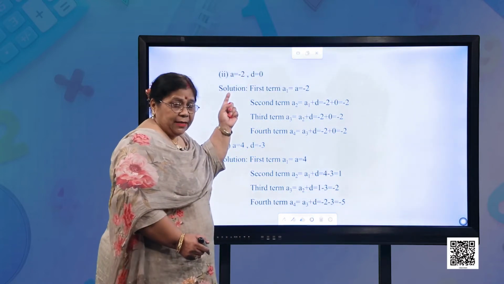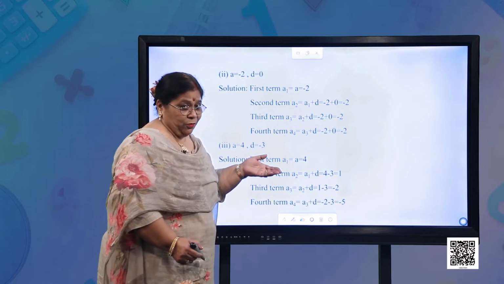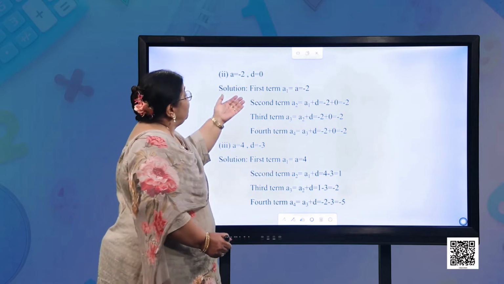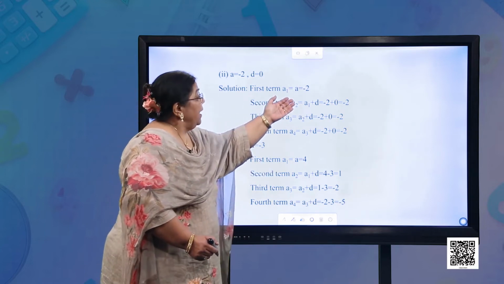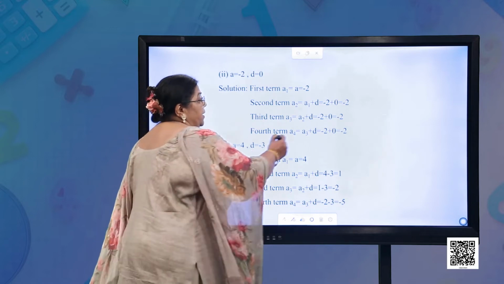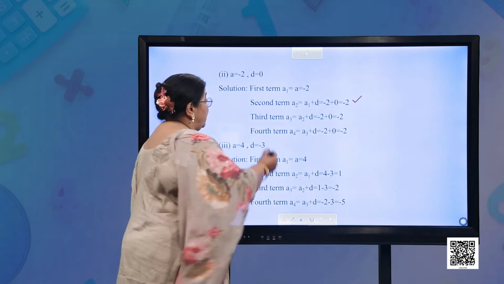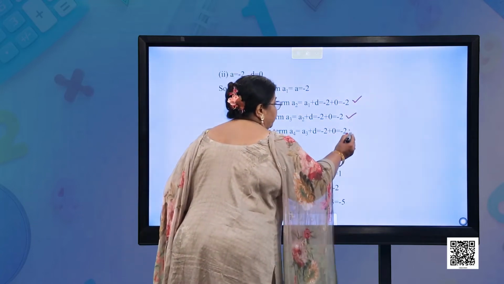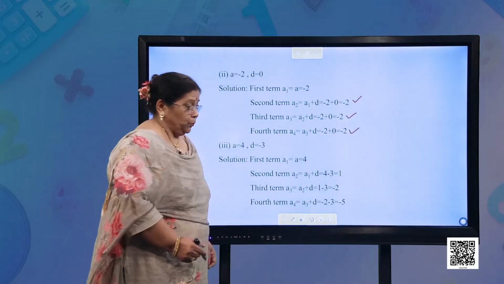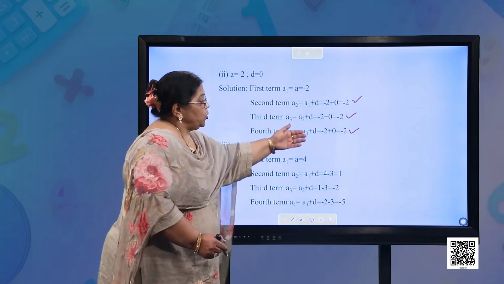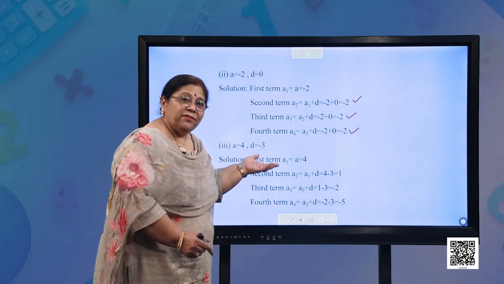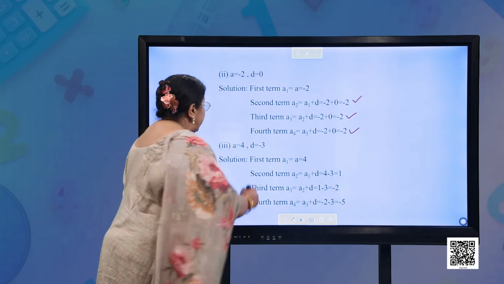Here a is given as minus 2 and d is 0, very simple, isn't it? First term a1 is a, that is minus 2. Second term will also be minus 2 because common difference is 0. Likewise, third term and fourth term are also minus 2. So, we have all the terms to be minus 2 because common difference is 0. Now, let us take the next one.